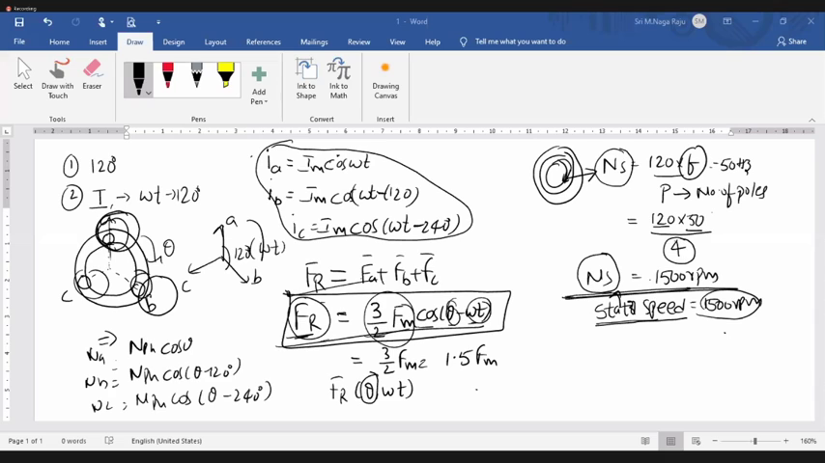Slip s = (Ns − N) / Ns × 100. So listen, the slip s plays a very important role in the induction machine. Now tell me, if slip s equals 0, what does it mean? No motion, no current, no torque. Yes, that is slip s equals 0.